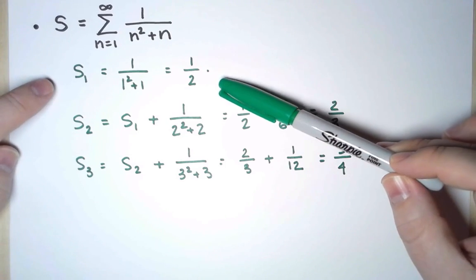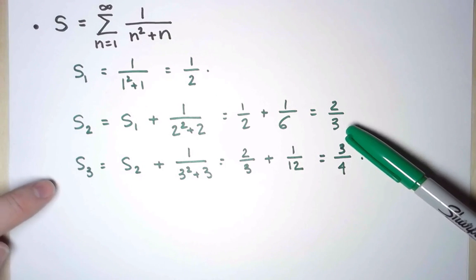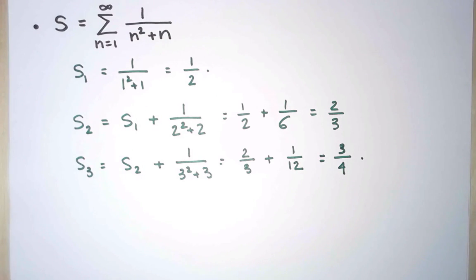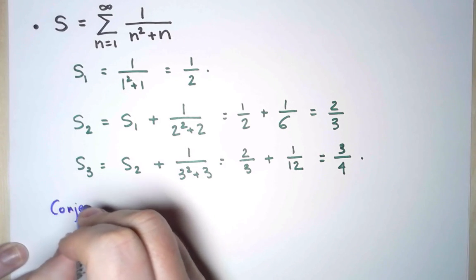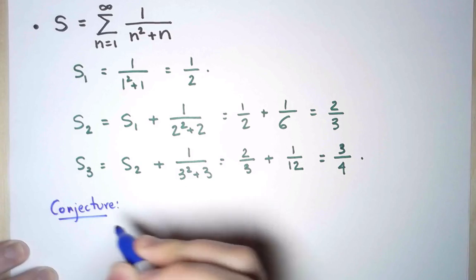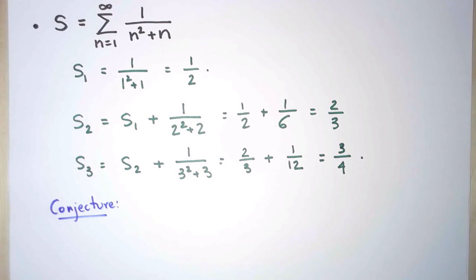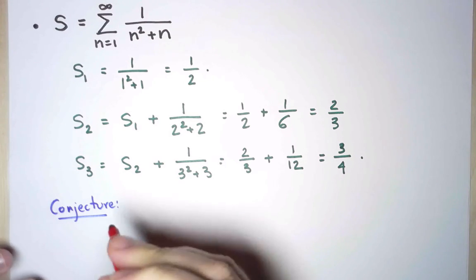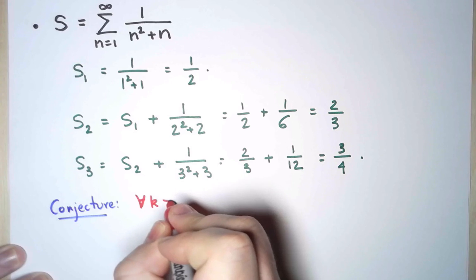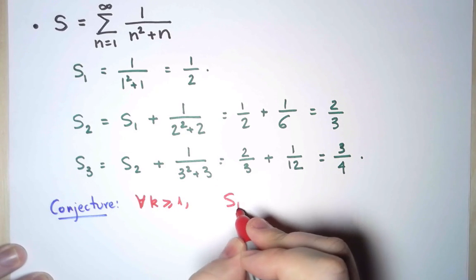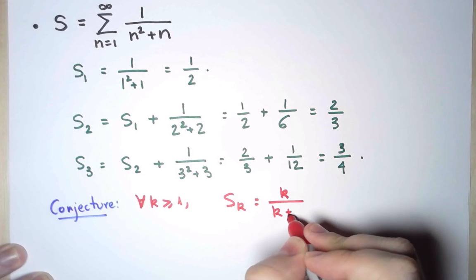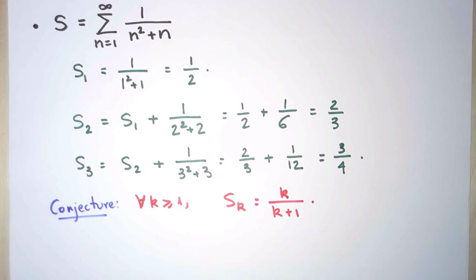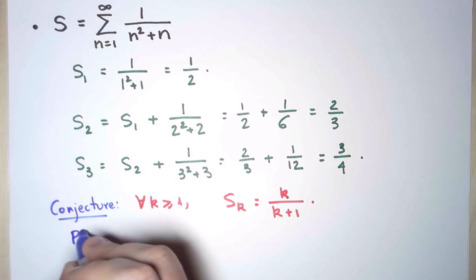S1 is 1 over 2. S2 is 2 over 3. S3 is 3 over 4. I think I can guess a formula here. This is just a guess so far, so I'm going to call it a conjecture. But it appears that for every k greater or equal than 1, the kth partial sum is k divided by k plus 1. It certainly works for the first three. This, of course, needs to be proven. I cannot simply state it.